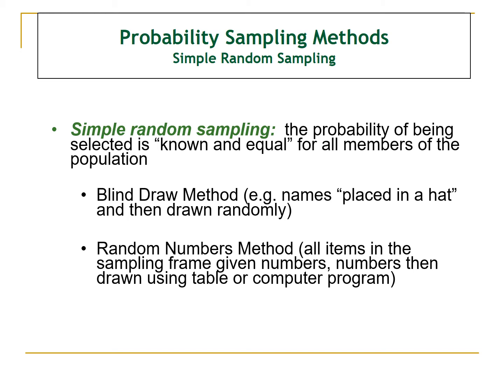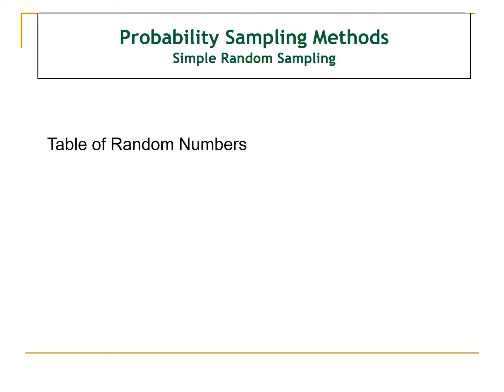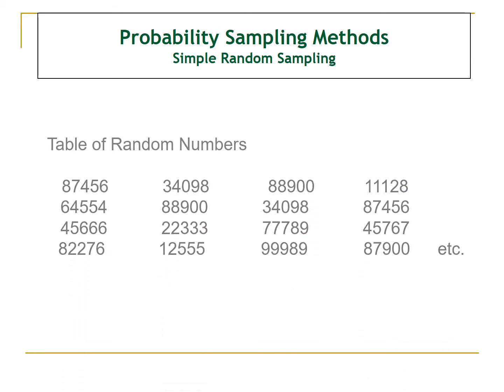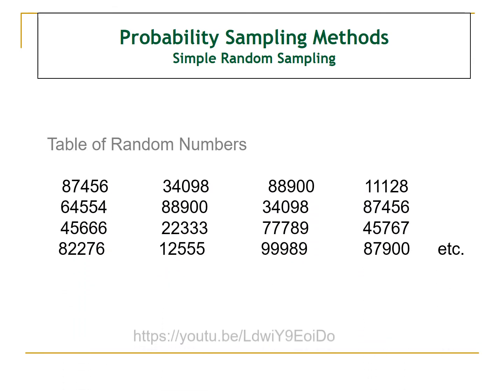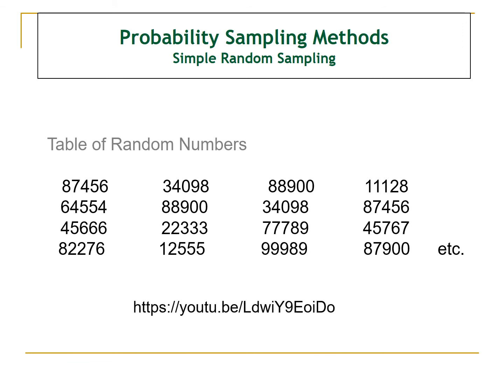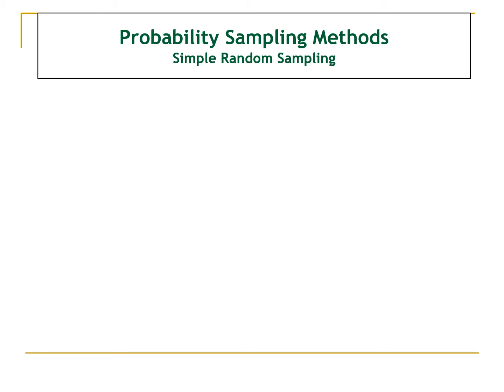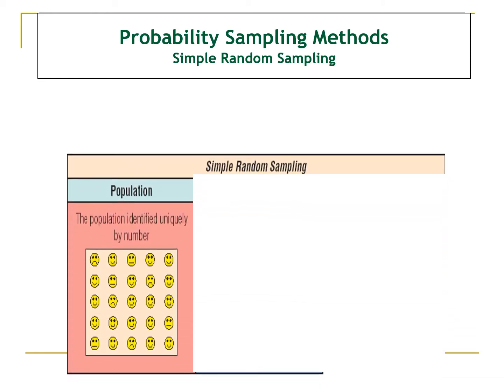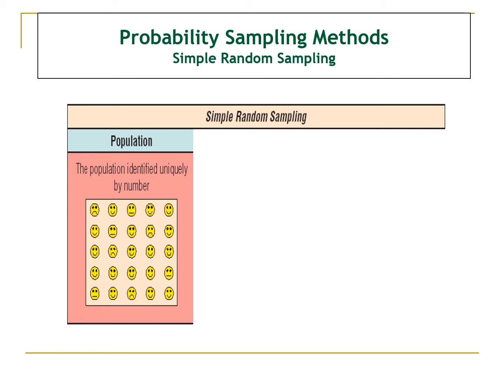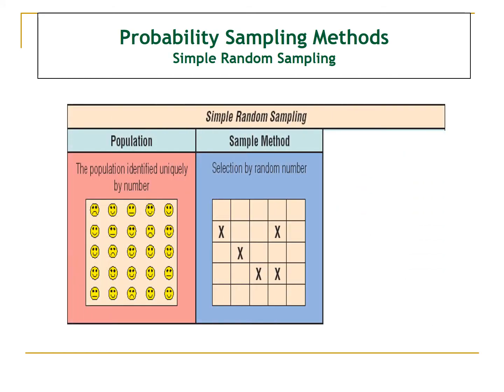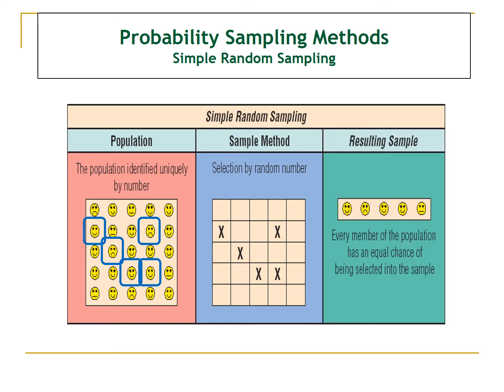In random numbers method, you will use the table of random numbers. This is what the table of random numbers looks like. You will use this together with your sampling frame. Click the link below to watch the video on how to use the table of random numbers. For example, we have this set of emoticons which represent the population. The population is identified uniquely by number. Say for example, you use the blind draw method and you have selected these emoticons as your samples. Then you have now your samples.